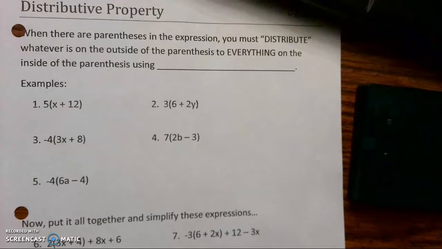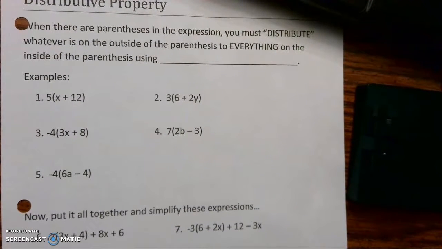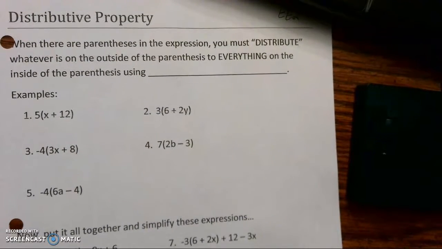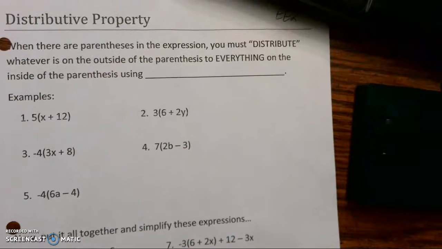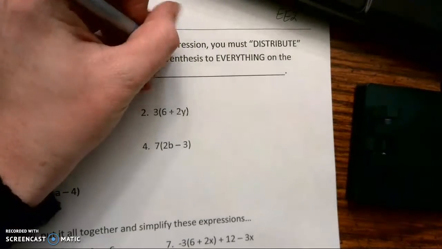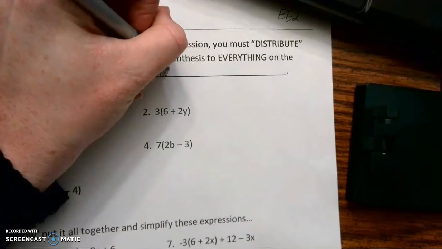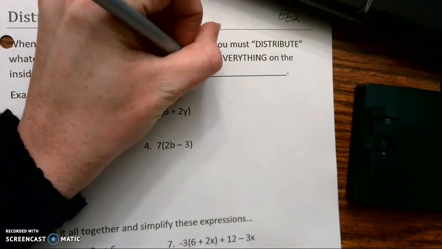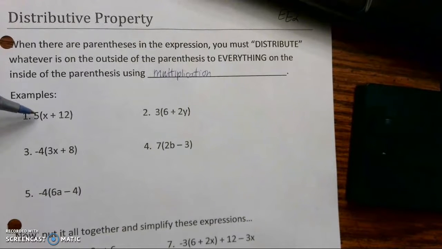Hey guys, today we're going to be talking about using the distributive property when working with expressions and when we simplify expressions. So just a little blurb up at the top. When there are parentheses in the expression, you must distribute whatever is on the outside of the parentheses to everything on the inside of the parentheses using multiplication. So remember, the distributive property is just when you distribute something over addition through multiplication.